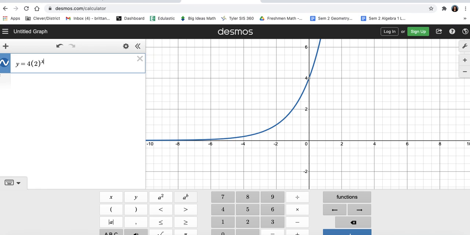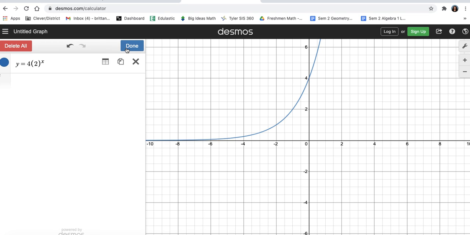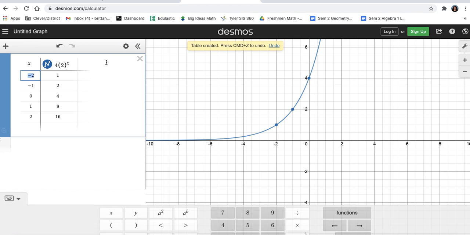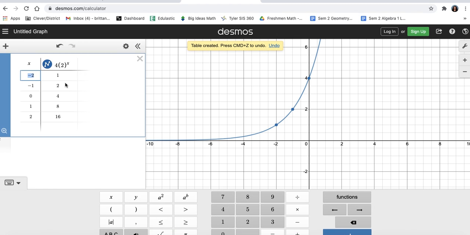And now I'm going to turn this into a chart, and then I can just look and see whether these points are on there. To make this into a chart, I'm going to click on this gear, and then I want to click on this table button. So it's going to convert this function to a table. And now I can just look to see whether those points are on there.